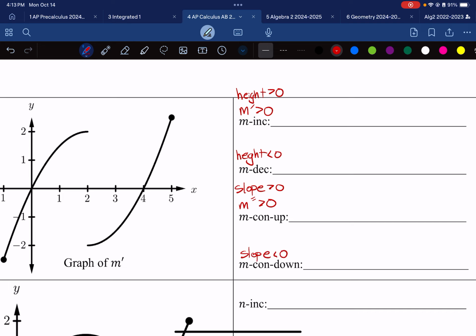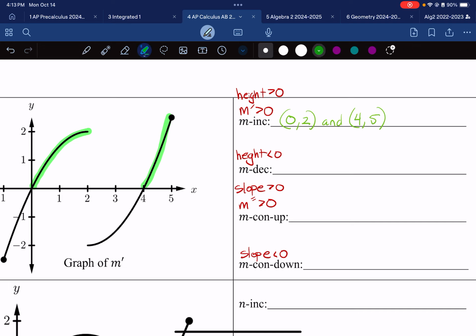Let's go ahead and do the more analysis. Let's find the increasing intervals. Increasing means height is greater than 0. Anything that is above the x-axis is increasing. So you're increasing right here. We'll say that's m increasing. This is m increasing as well. And we can say those intervals were between 0 to 2, as well as from 4 to 5.